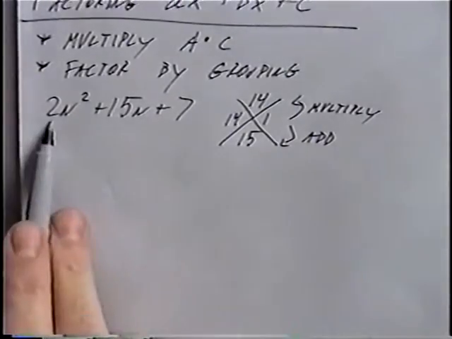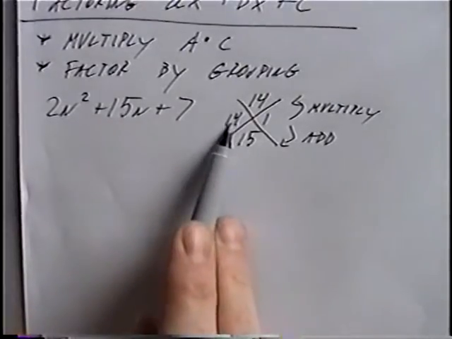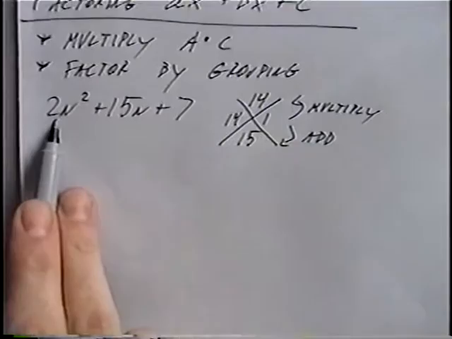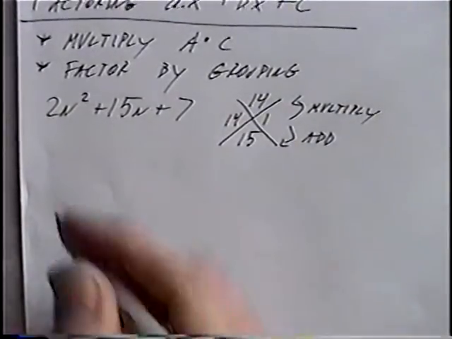Another difference on this problem, when you have a coefficient in front, from here the answer is not going to be n plus 14, n plus 1. That's only the answer if you don't have a coefficient. If you have a coefficient, you have to do factor by grouping.